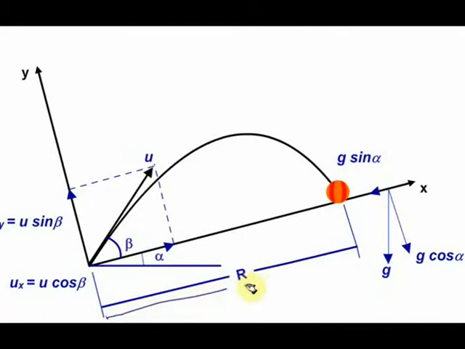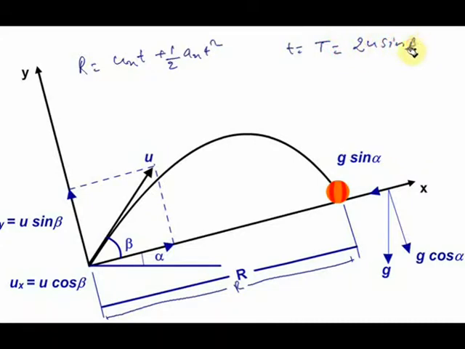So this is our range along the inclined plane. It is nothing but the displacement of the projectile along the inclined plane, that is along the x direction. So r will be given as uxt plus half axt square, and here t is nothing but time of flight, that is T, which is equal to 2u sin beta by g cos alpha. Now here ux is u cos beta and ax is minus g sin alpha.